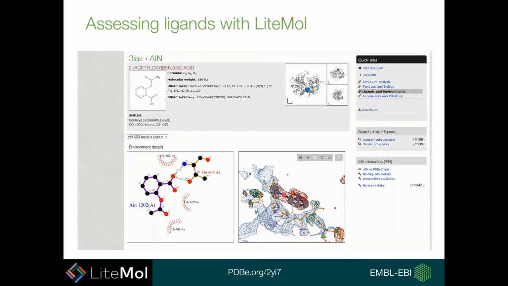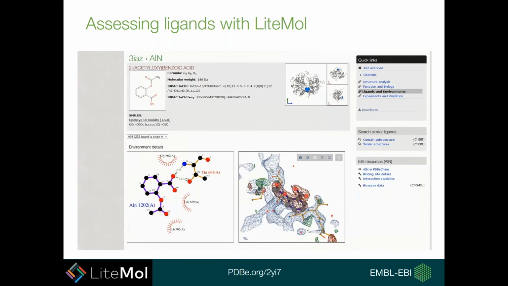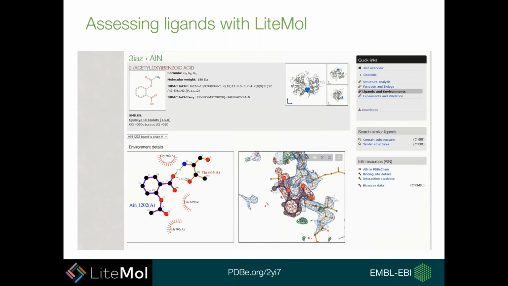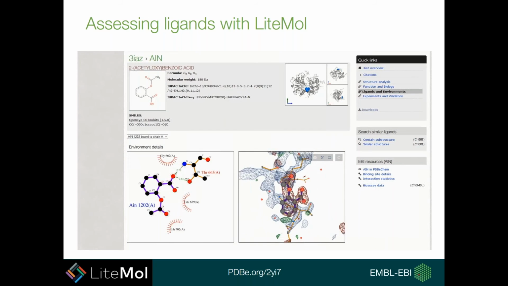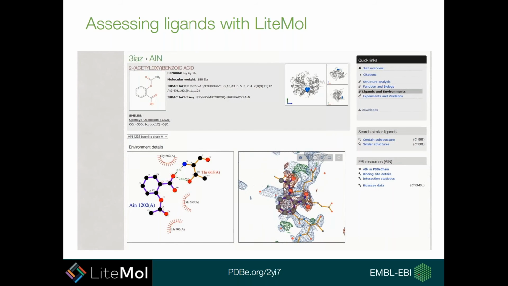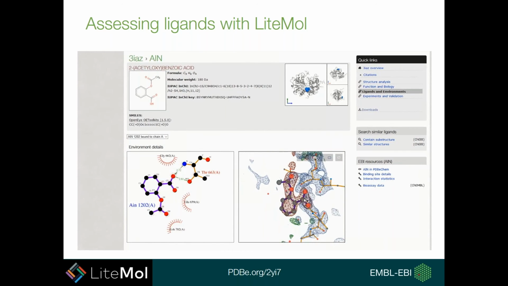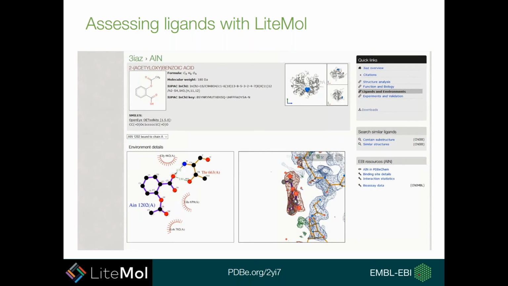So here's an example of how you might assess ligands using Litemol. For this entry 3IAZ and the ligand AIN, you can see that in the Litemol viewer, there's a lot of red density surrounding this ligand. Now this suggests that there's not much data to back up the modeling of this ligand. So this is something important to bear in mind when you're looking at ligands. If you look at these through our pages, you can get a good idea if what you're looking at fits the validation. You can have some confidence then in what you're looking at.